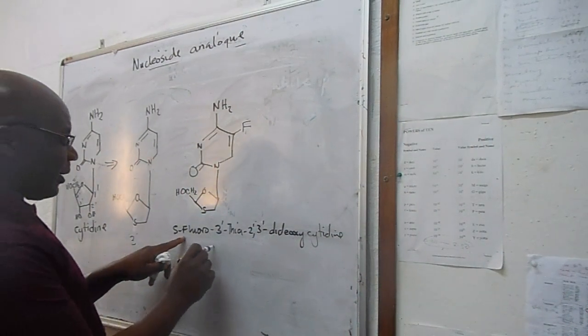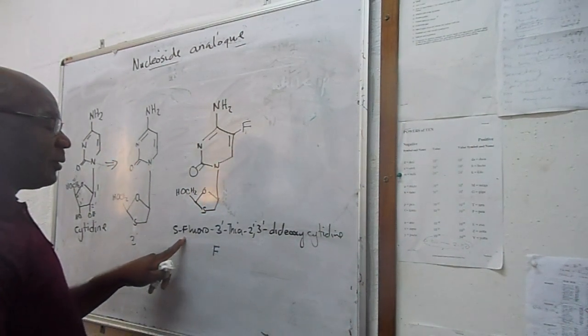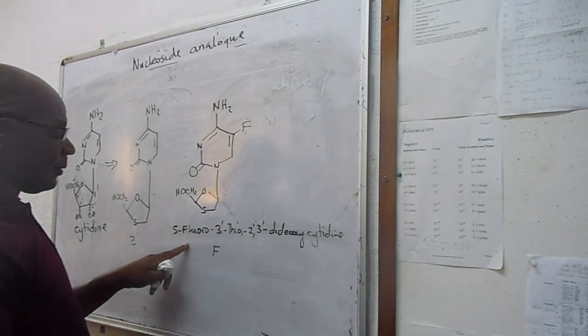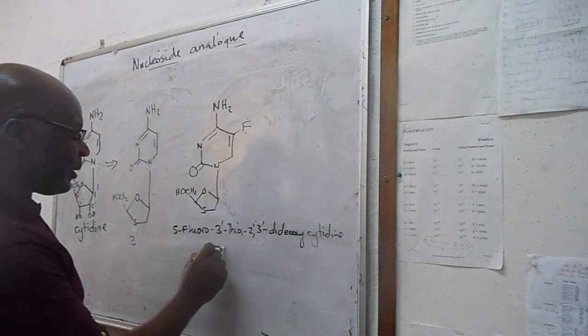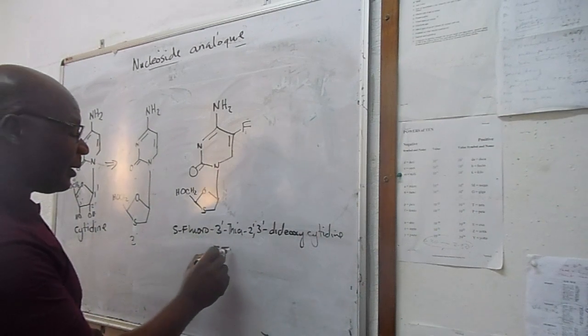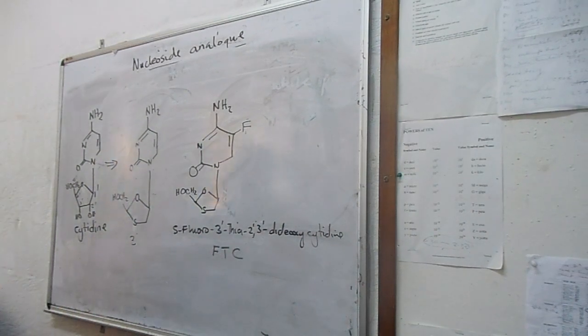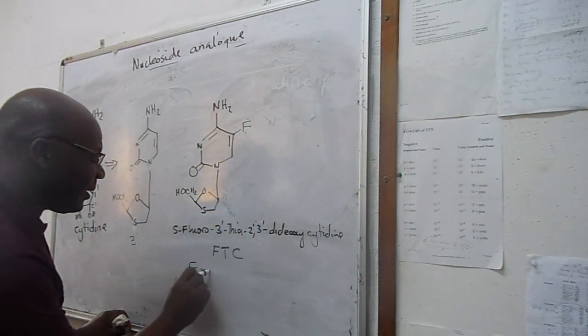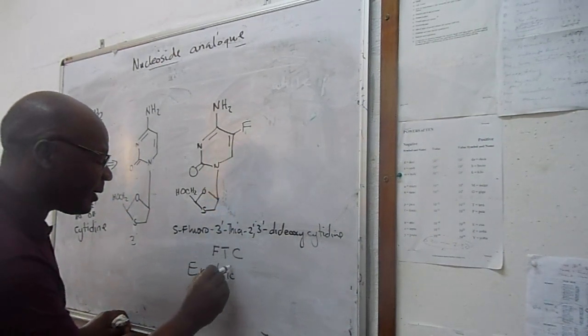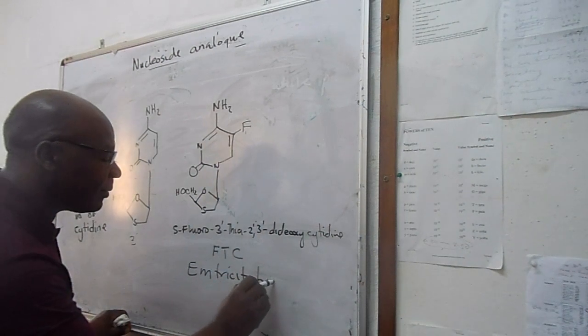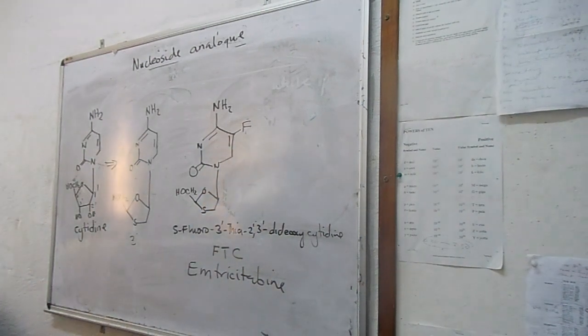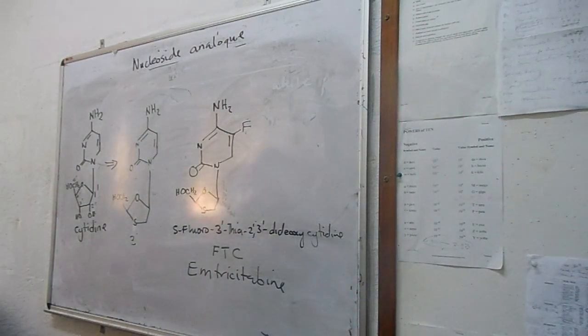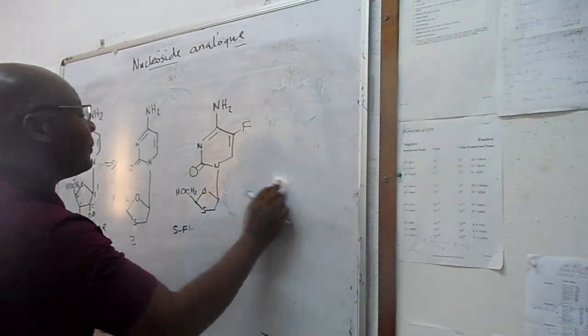Others call it F for fluoro, then T for thia, and C for cytidine, FTC. But others call this citabine. All these are just drug analogs.